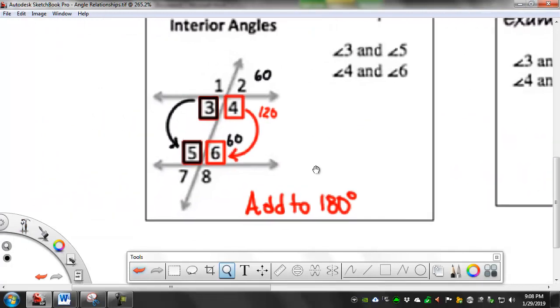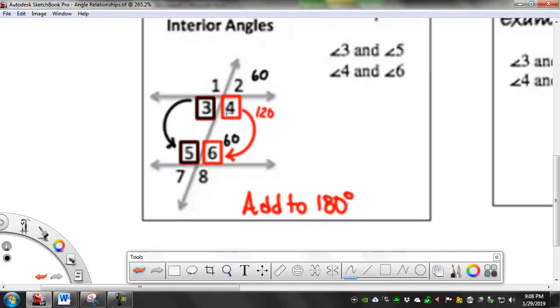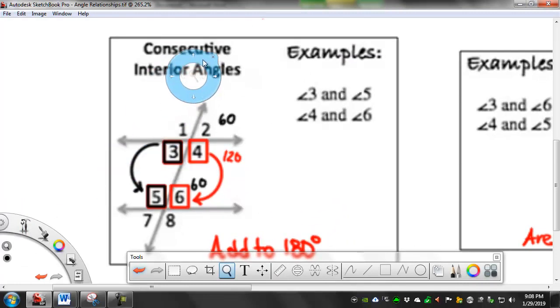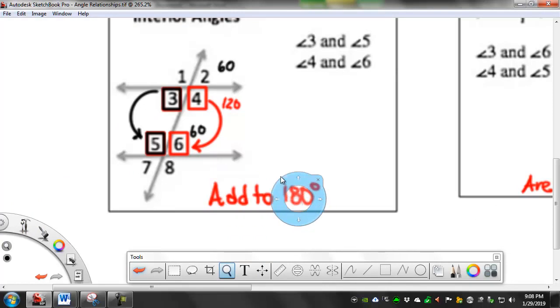Okay, the last set of angles that we're going to be talking about is interior angles. You can see the linear pair relationship, that 120 plus 60 is 180. We also know that 4 and 6 are corresponding angles, correct? And if you look at the 60 and the 120 on the inside, they equal 180. They're called consecutive interior angles. I like to refer to them as same side interior angles instead of consecutive interior. And just remember, they add to 180 degrees.